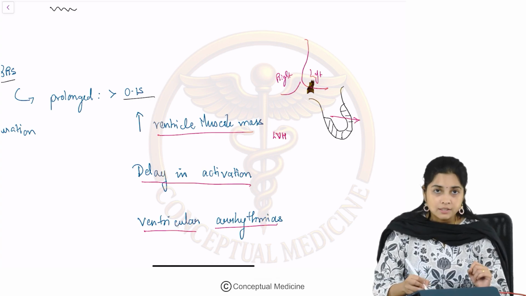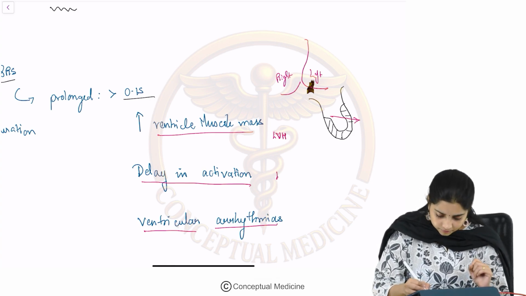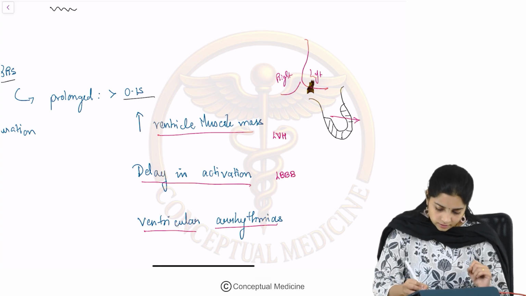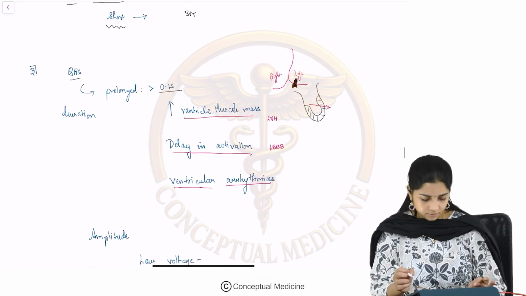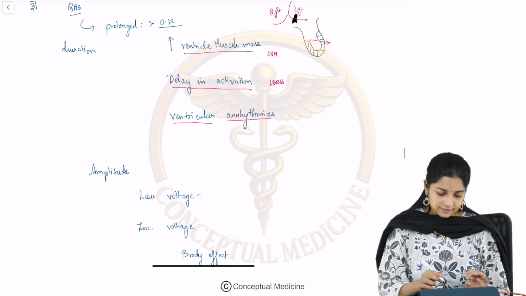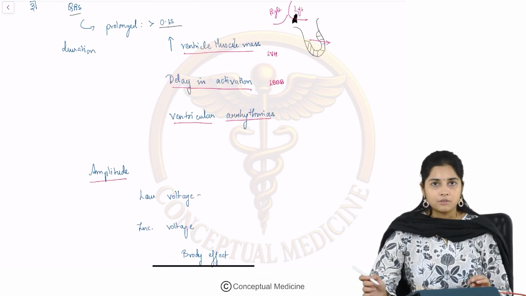Delay in activation is seen in conditions like left bundle branch block. Now, we look at the amplitude of the QRS complex.